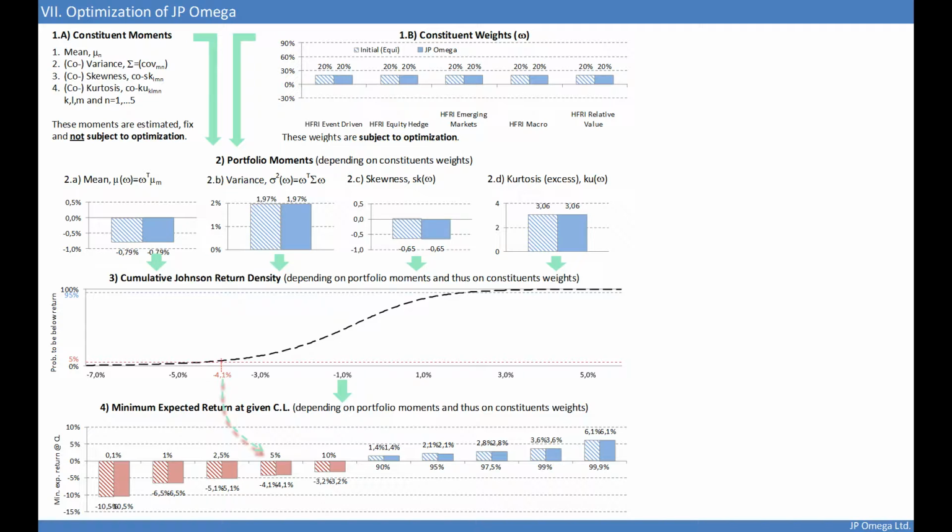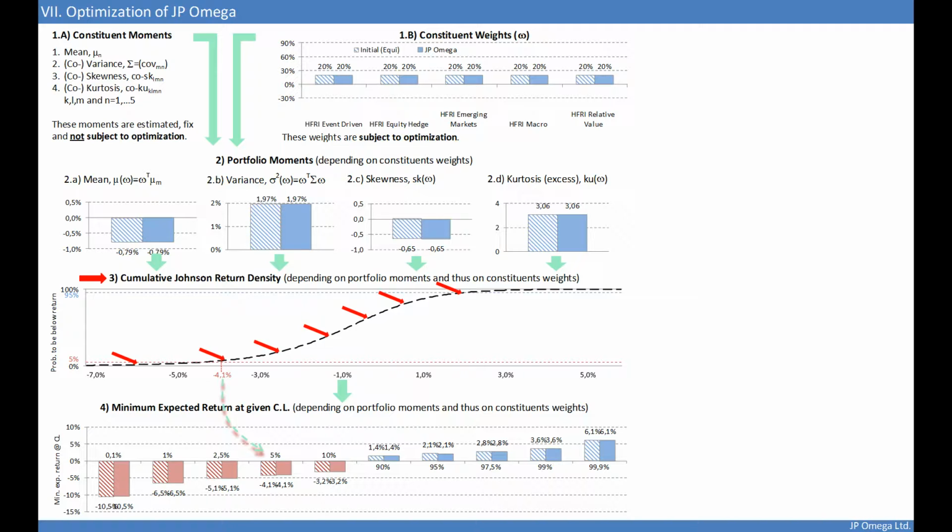Johnson Omega optimization. The initial, equally weighted portfolio remains visible as shaded, while the portfolio subject to optimization is represented by filled bars. It is crucial that moment estimates 1A capture only economically meaningful and significant stylized facts and nothing more, that is, they exclude implicit and explicit noise and insignificant information. Together with portfolio weights 1B, the portfolio moments too are uniquely determined.